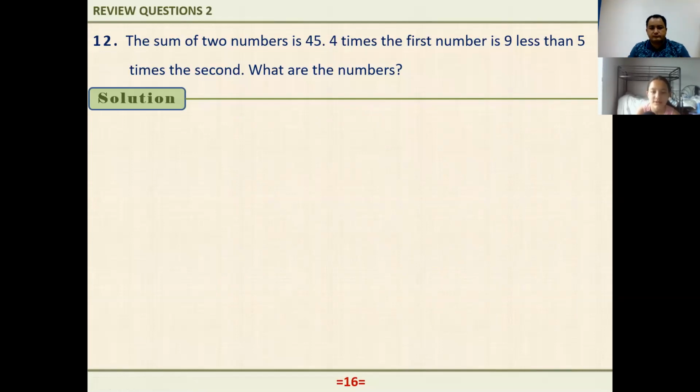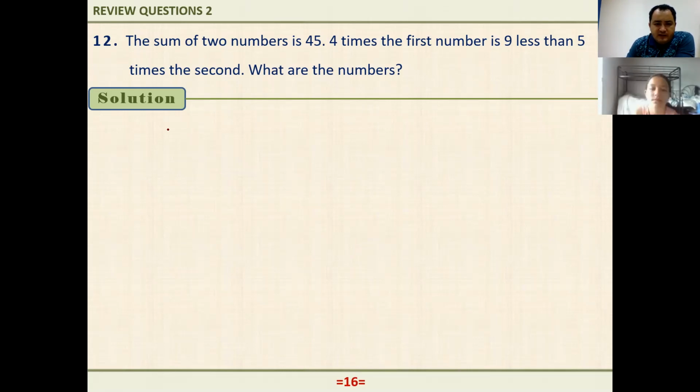The sum of two numbers is 45. 4 times the first number is 9 less than 5 times the second. What are the numbers? Okay, Shahina, here we are talking about two numbers.